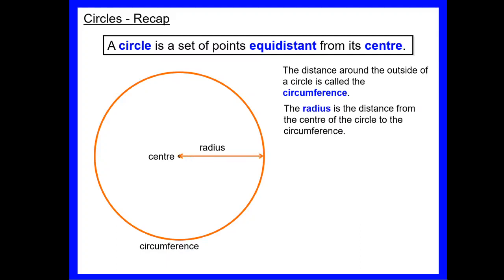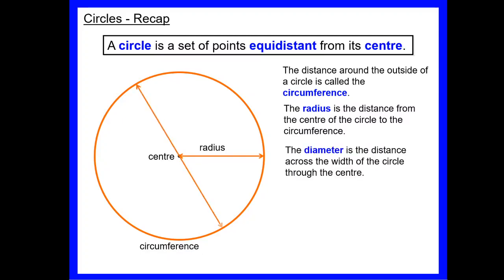The radius is from the centre of the circle to the edge of the circle in any direction. And the diameter is the distance across the circle passing through the centre. Now that's very important. It's only called the diameter if it passes through the centre. If it goes through somewhere else, we call it a chord, and we'll come on to those later. So we want to make sure our diameter must pass through that centre. Make sure you're happy with those descriptions.